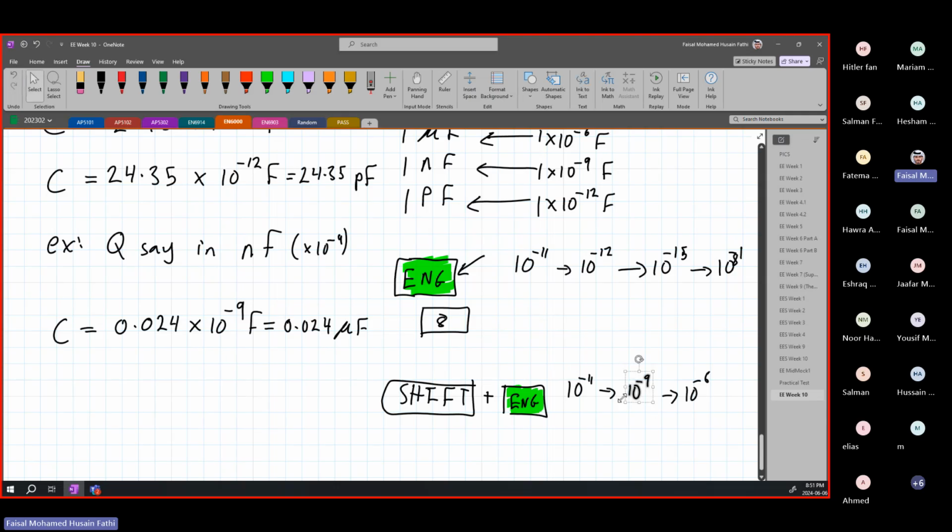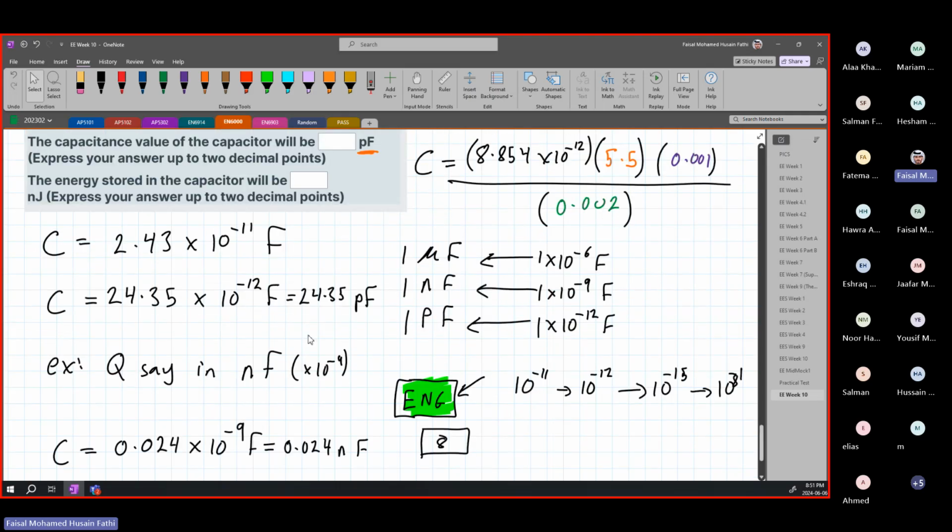And if you want to do the opposite, to go lower and lower, from 10 minus 11 to 10 minus 9, which is nano, and 10 minus 6, which is micro, you hit shift and then the ENG button, and it will take you the other way. So this is the whole idea. Make sure you take advantage of this in the exam.